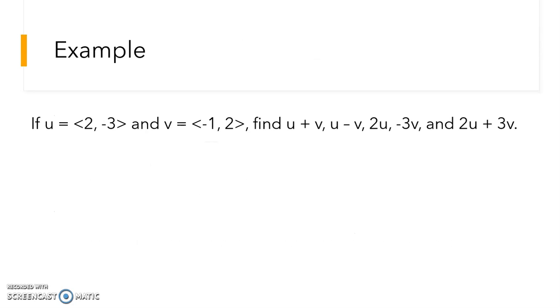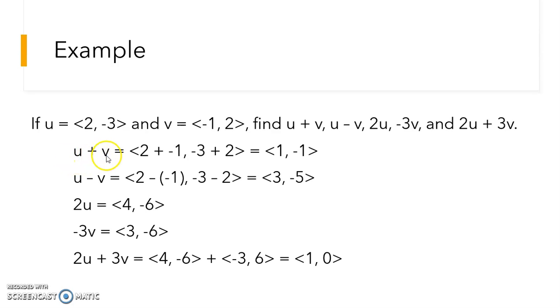In this example, they've given us vector u, which is 2, -3, and vector v, which is -1, 2. And those are the component forms. They want you to find u plus v, u minus v, 2 times u, -3 times v, and 2 times u plus 3v. So pause the video, see if you can find all of those, and then press play to see if your answers are right.